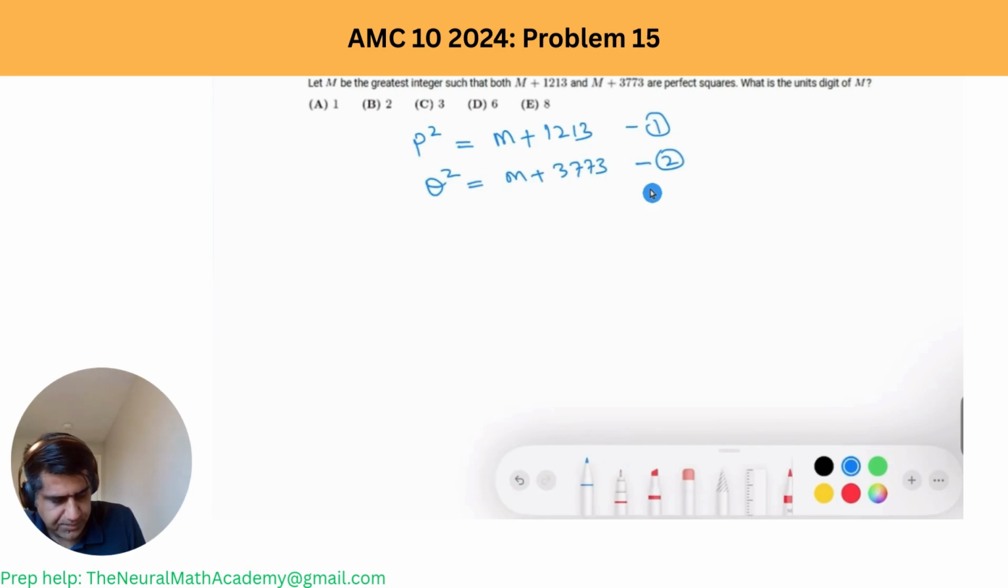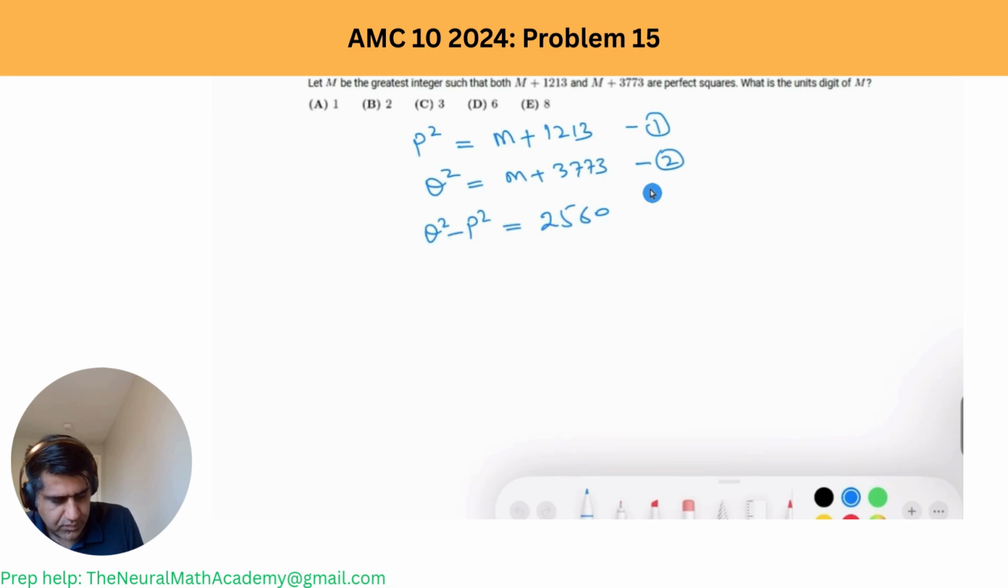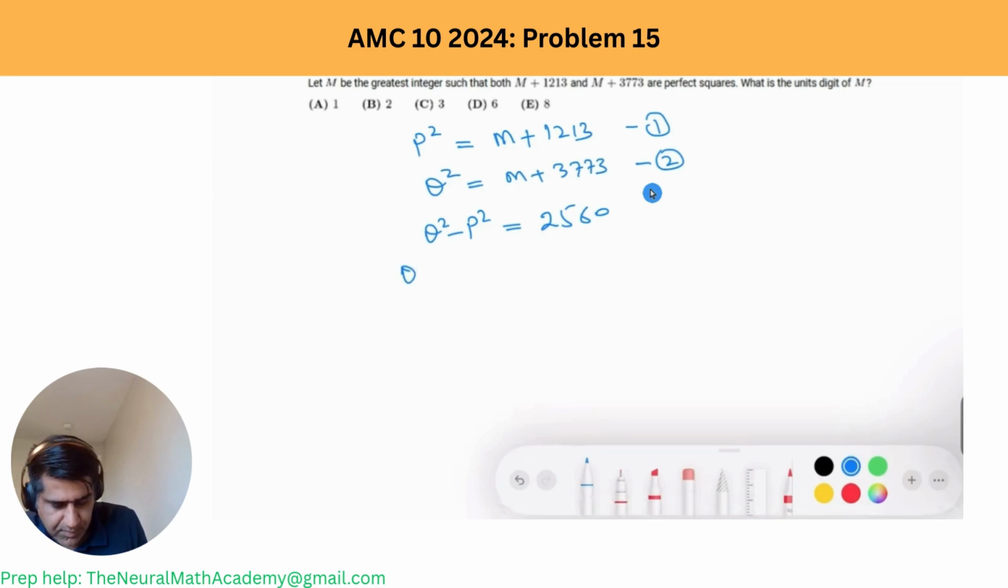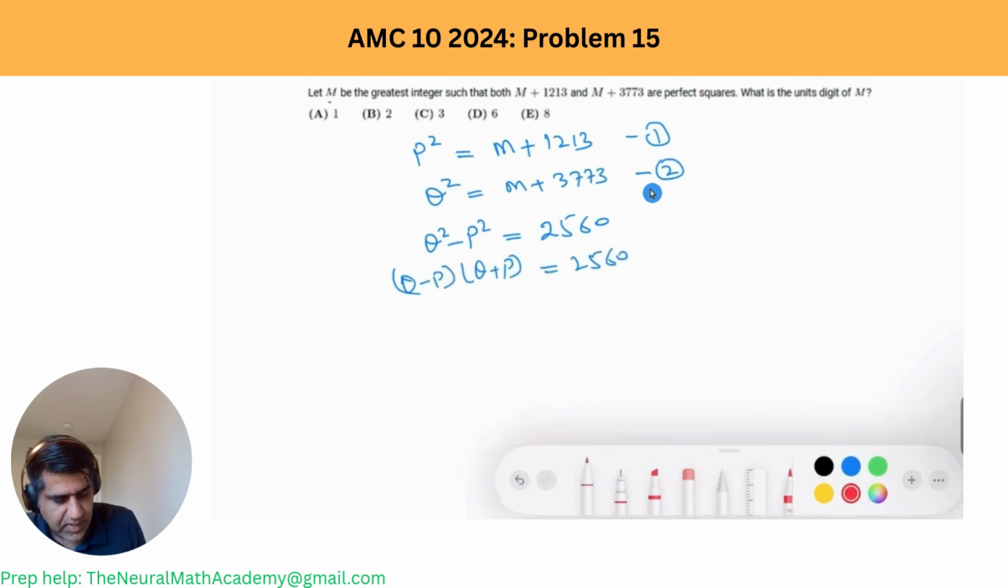2560. M's will cancel out, right? And also now the left hand side can be represented as q minus p times q plus p equal to 2560, right? If we make one observation that we want m the greatest integer, then we need to ensure that q and p are also maximized or the largest possible. And from there, we can also make one observation that we want q plus p to be the maximum and q minus p to be the smallest.